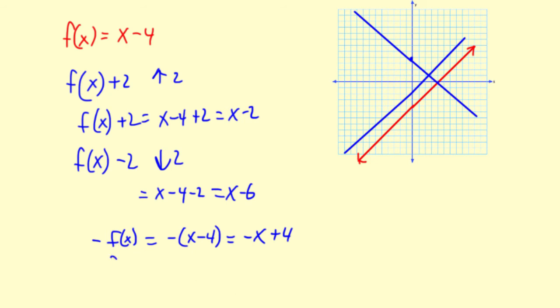And then if you did f of negative x, it'd be equal to negative x minus 4, because you're changing just the sign of the x. You're not changing the whole thing. And in this case, the graph would go this way. So I know this graph's getting kind of busy with all these lines drawn here. But if you compare the red and the black, this is a reflection through the y-axis. Okay? And that's a horizontal reflection.